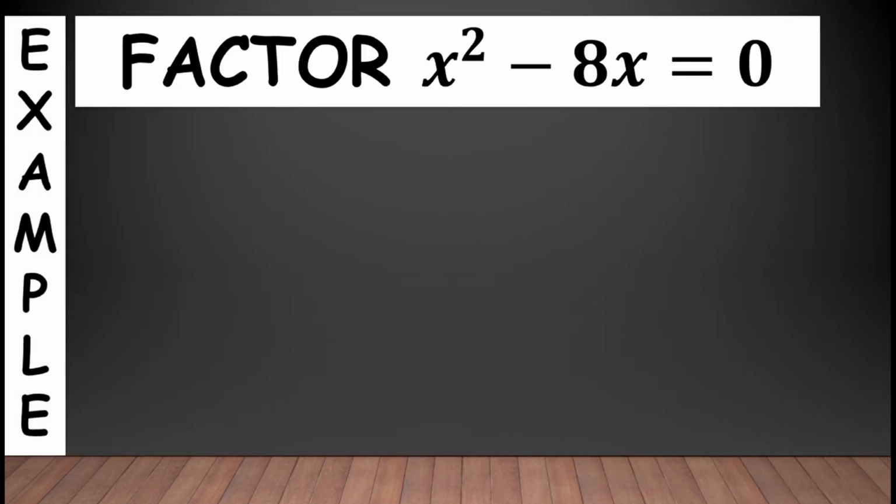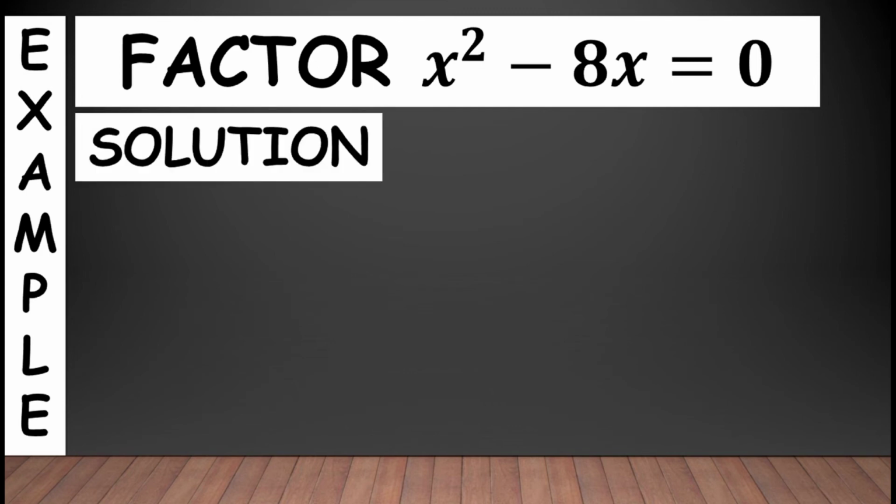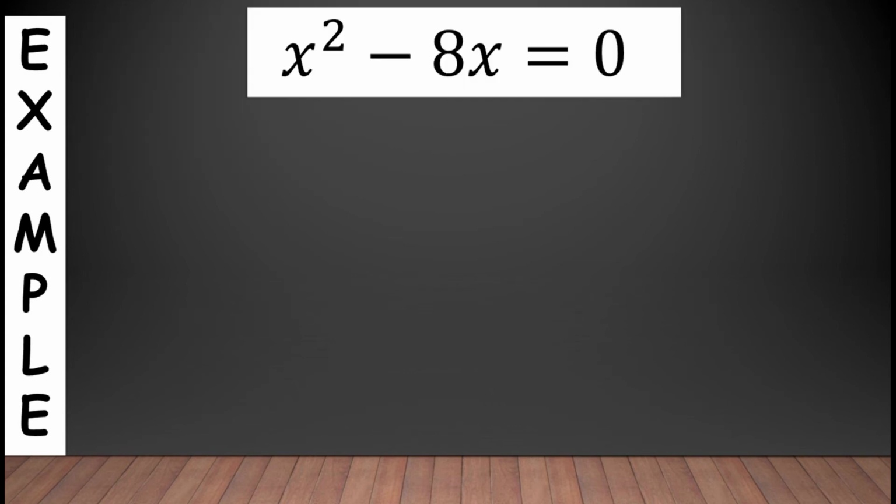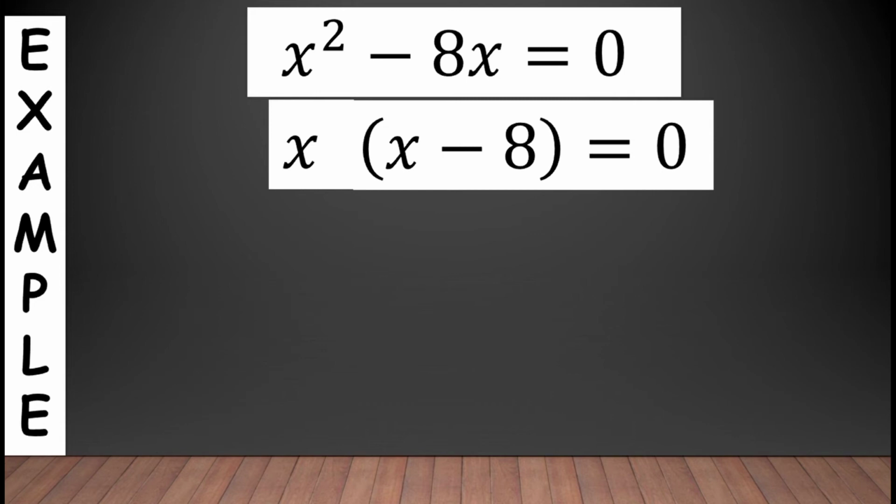Let's have our first example. Factor x squared minus 8x equals 0. What would be its solution? X squared minus 8x equals 0 is a kind of quadratic equation where the quadratic term and linear term are given. In this case, we need to factor out what is common between these two terms, and that is x. The factored terms now are x and the quantity x minus 8 equals 0.